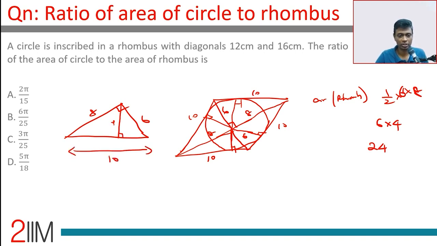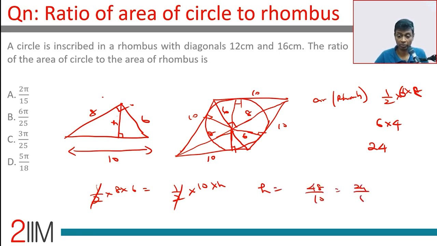We are told that this is h. You can use the idea of similar triangles and get there. Or you can say, we can equate areas. Half into 8 into 6 is half into 10 into height. Area is half into base into height. Whether you take this as base, this as height, or this as base, this as height, the area should be the same. The half gets knocked off. Height is 48 by 10 or 24 by 5. The height of that right angle triangle is nothing but the radius.